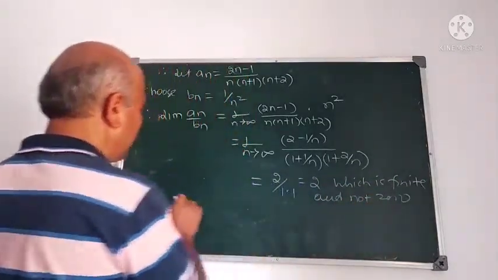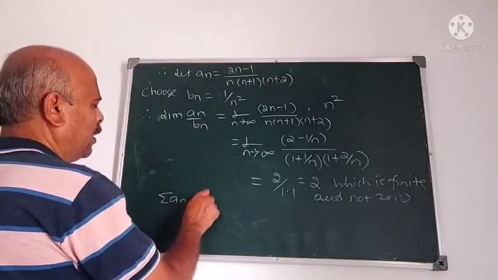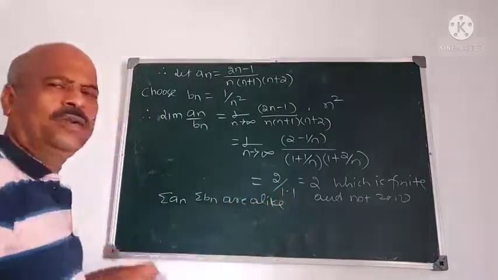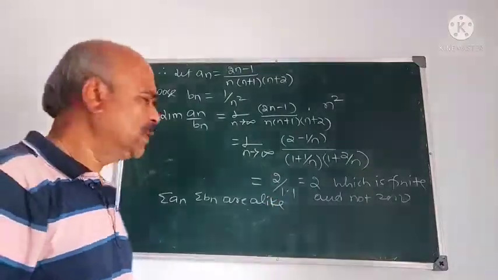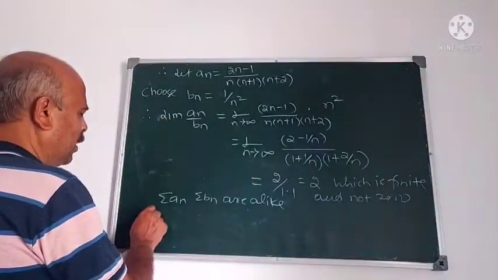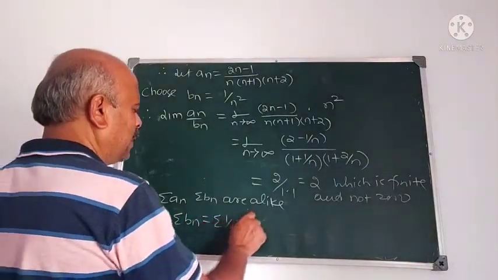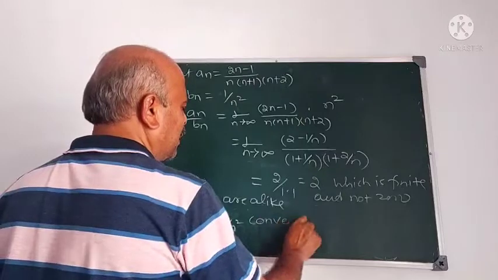Therefore, by the comparison test, sigma an and sigma bn are alike. Either both converge or both do not converge. That is the comparison test. But sigma bn, which is sigma 1 upon n square, converges. Why does it converge?